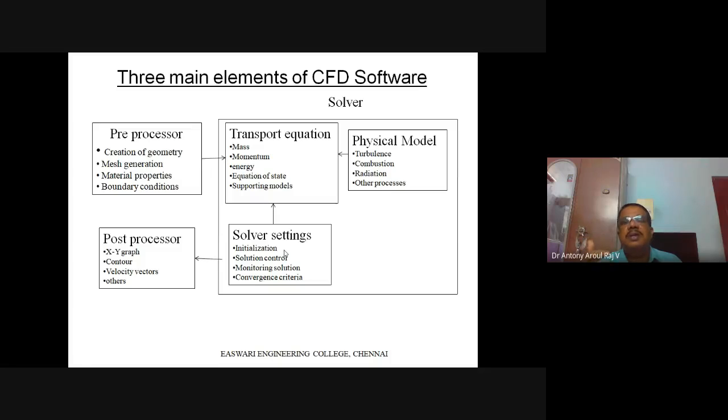You have to check the problem statement, boundary condition, mesh, everything you have to check. So that is how it goes. You will be having initial guess values. After that, while the solution is running, you have to monitor the solution. Then only you will know whether it is converging or diverging.